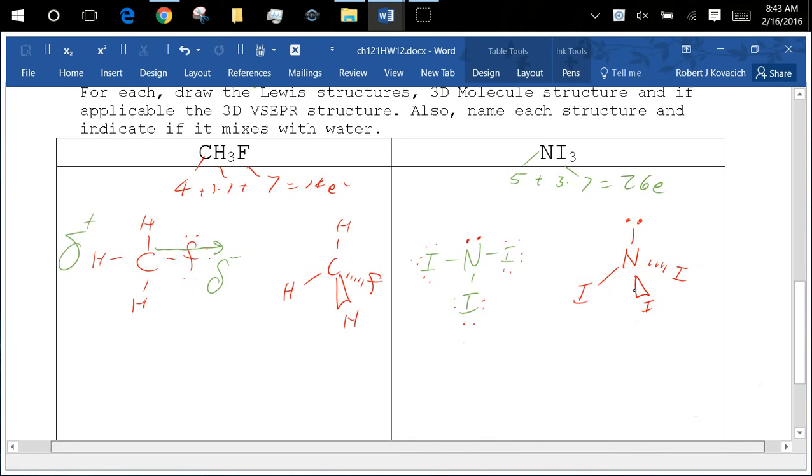So what's my molecular structure look like? Trigonal pyramidal. So nitrogen, iodide, iodide, iodide. So the lone pairs of electrons disappear, and now I ask myself what's left. And it's a pyramid shape, but since it's a triangle, I have to designate that it's trigonal pyramidal. And I already said it was going to mix with water. What's the reason behind that?